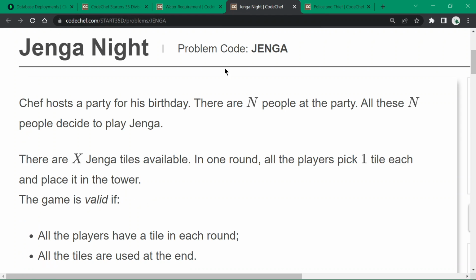The second question is Jenga Night. The statement says that Chef hosts a party for his birthday. There are N people at the party, and all these N people decide to play Jenga. There are X Jenga tiles available in one round. All the players pick one tile each and place it in the tower.